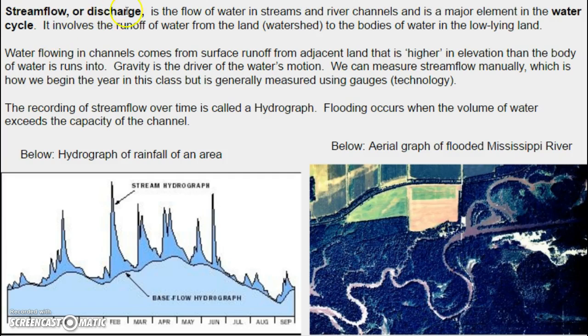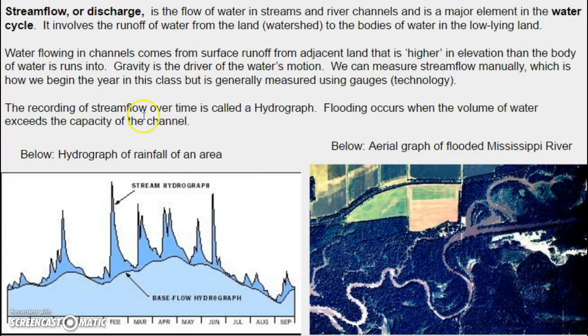Stream flow, also called discharge, is the flow of water in streams and river channels and is a major element in the water cycle. It involves runoff of water from the land within the watershed to the bodies of water in the low-lying land. Water flowing in channels comes from the surface runoff from the adjacent land that is higher in elevation than the body of water it runs into. Gravity is the driver of the water's motion. And we can measure stream flow manually, which is how we will begin the year in this class, but it is generally measured using gauges and technology. The recording of stream flow over time is called a hydrograph.